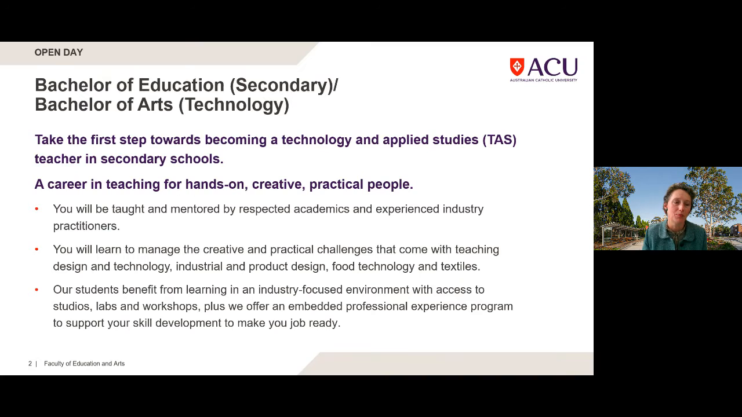And we have a number of different areas. So your main area that you'll focus on is design and technology, and then you have a number of different areas that you can choose to specialise in. So you learn to design products and all the creative and practical challenges that come with teaching design and technology: industrial design, product design, food technology and textiles. So there are different areas that you can specialise in, but in this degree you'll get a taste in all of those, and that is specifically to equip you to teach technology mandatory and design and technology.